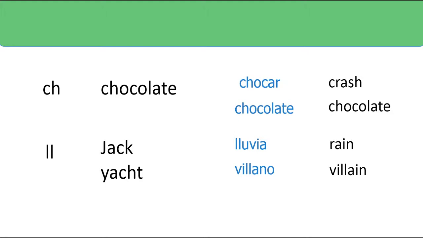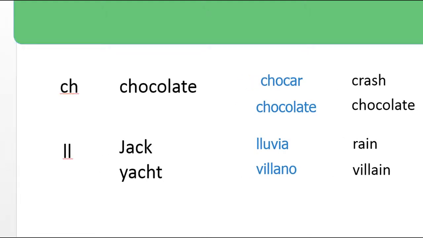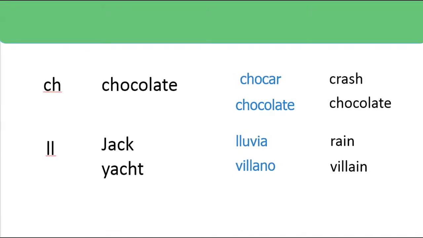So remember the sounds. When you see a C and H combined, it sounds as in "chocolate" and "chocar." And when you see a double L combined, it sounds as in "jack." For example, "lluvia" or "villano." These two combinations of letters don't exist in the Spanish alphabet. They used to, but not anymore. So it's important for you to know that.